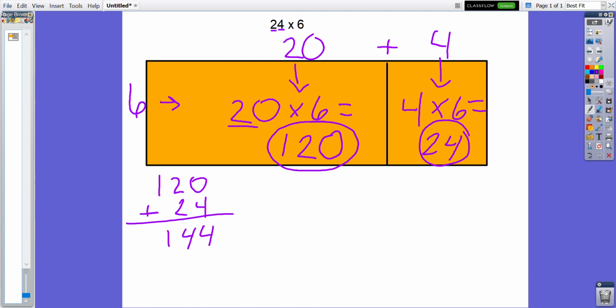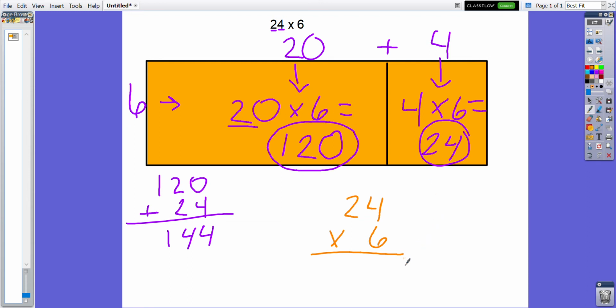Now, that looks great. We do want to check it using the standard algorithm. So on the bottom of the screen, I'm going to use orange, and I'm going to multiply 24 times 6. Now, for our parents at home, we definitely think that this is much quicker to do it this way. That's true for some of our students, but to build that understanding, it is important that we use the area model.